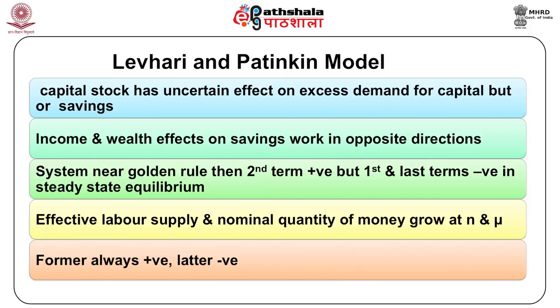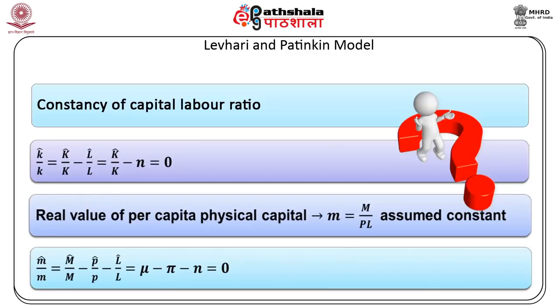respectively at the constant rates that are n and mu, where the former is always positive but the latter can be negative. From constancy of the capital labor ratio, it follows that k hat upon k is equal to K hat upon K minus L hat upon L, which is equal to K hat upon K minus n, which is equal to 0.